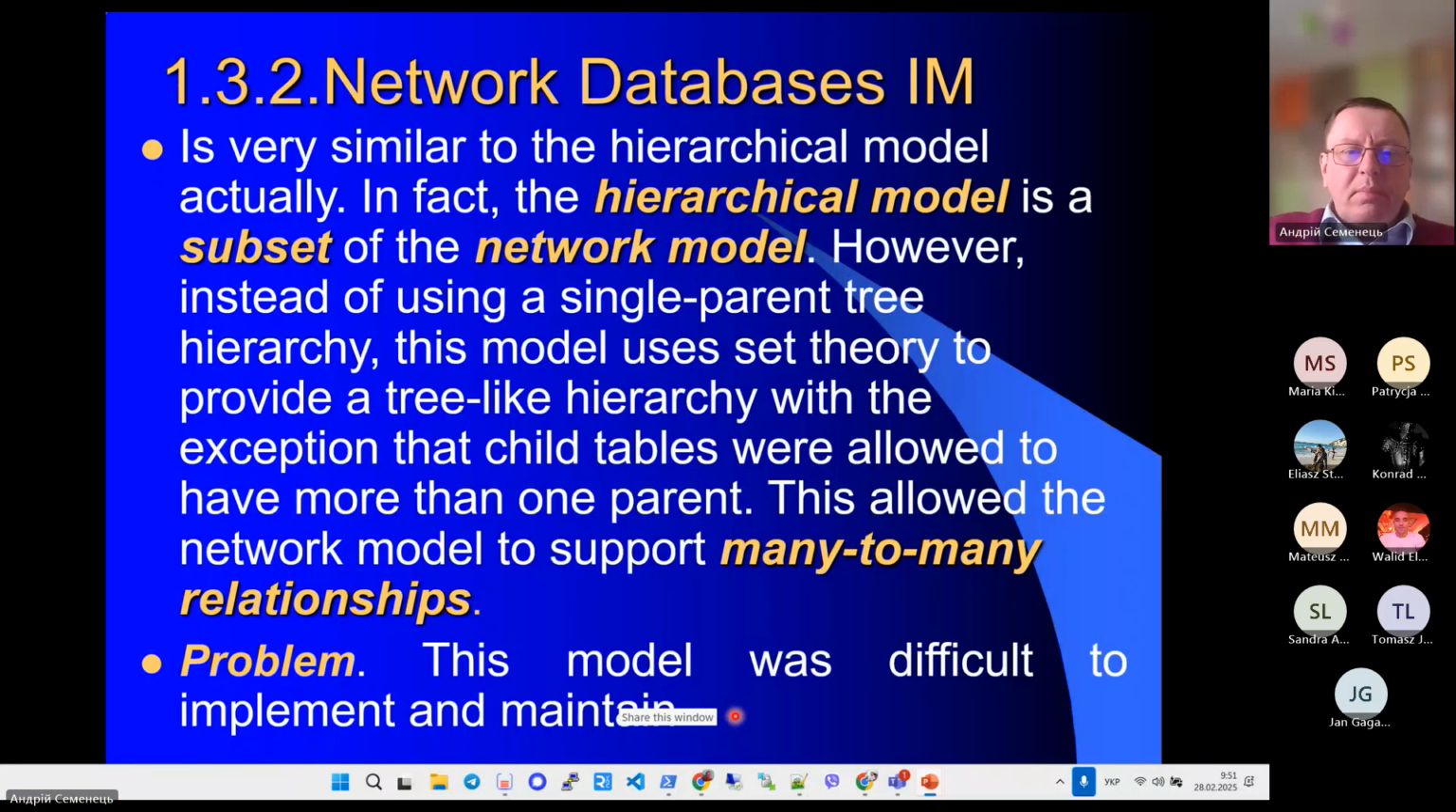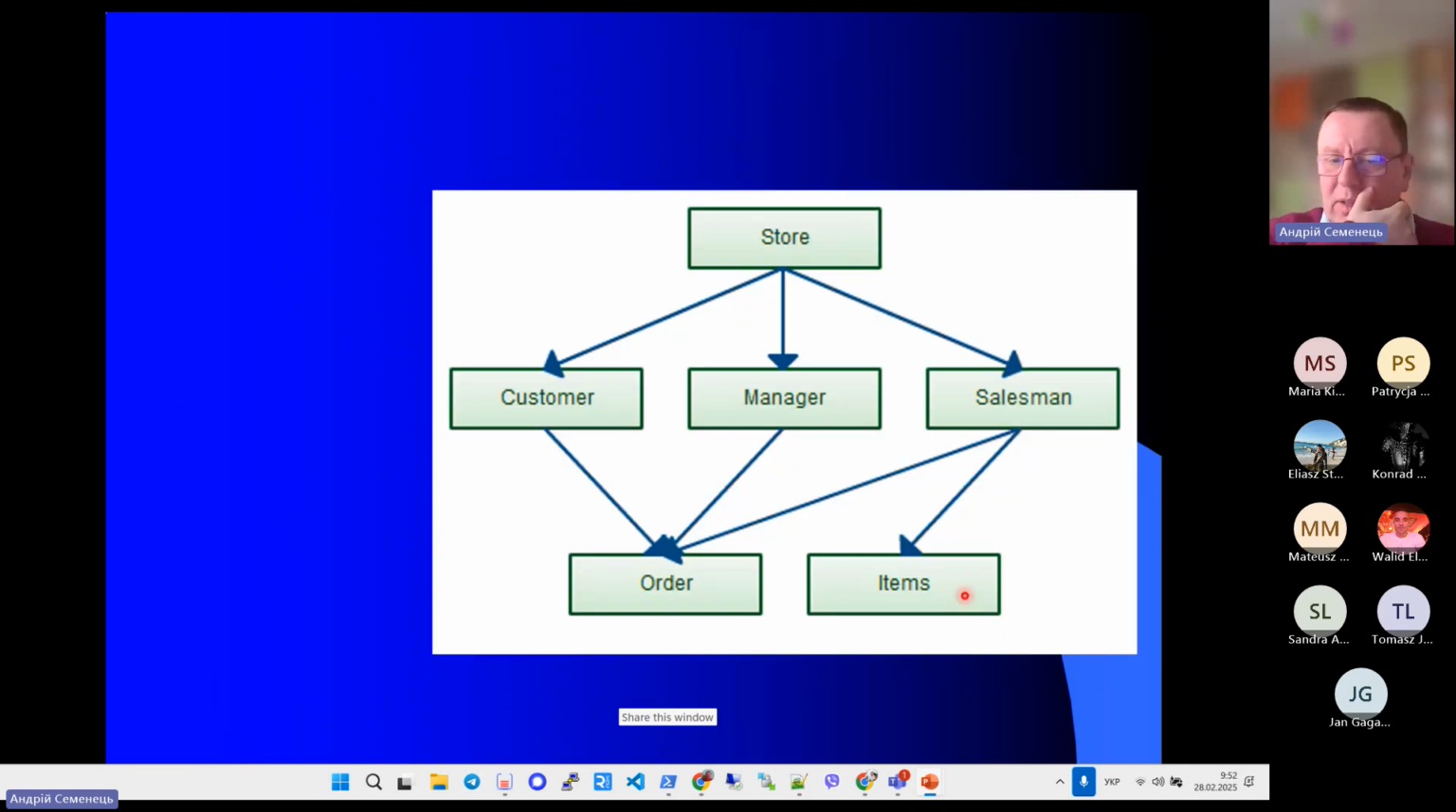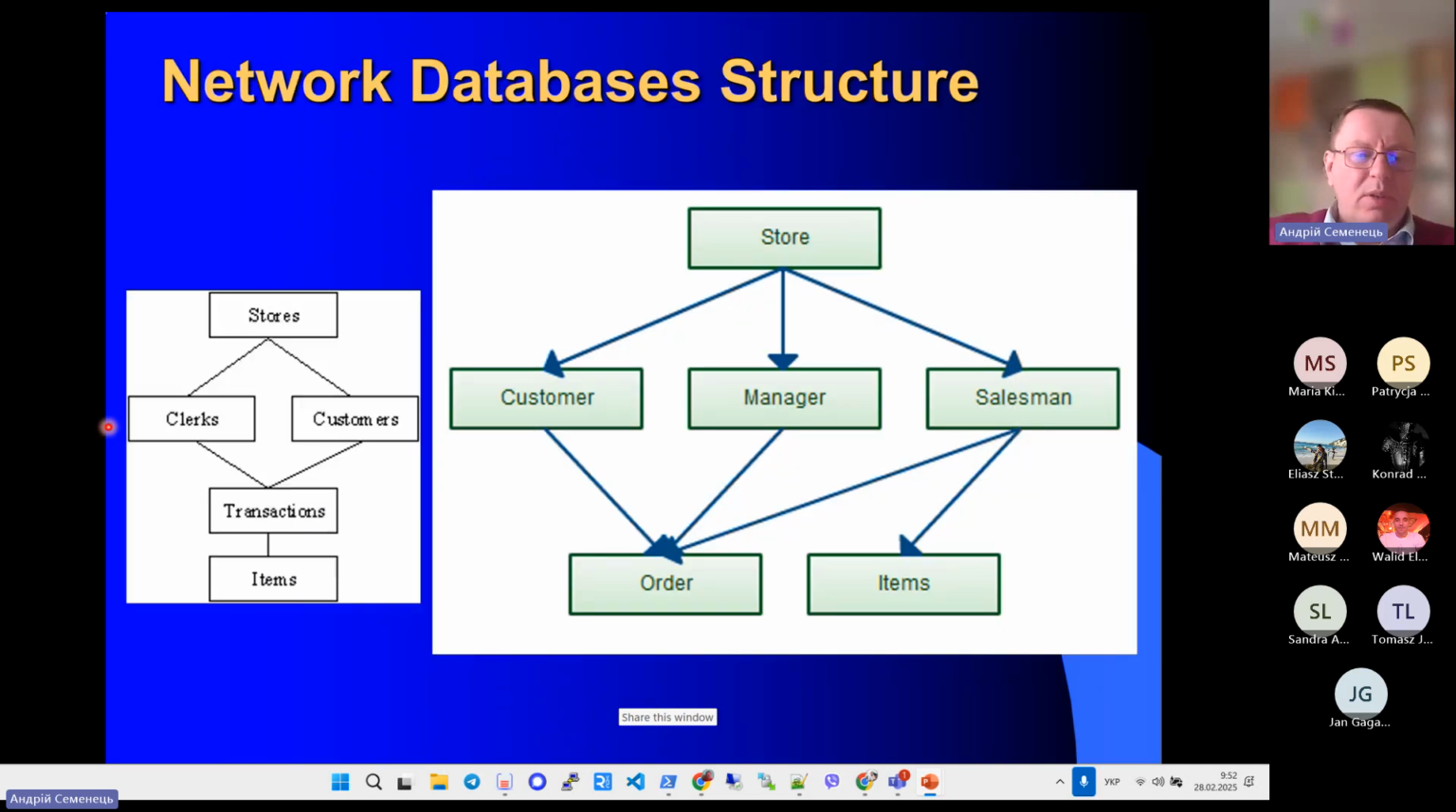Actually, the hierarchical model is only a subset of network models. So what is the general network model? It allows many-to-many relationships to be implemented, so we could have connections between different branches. But again, very difficult to understand in this case. So here is actually how it looks like.